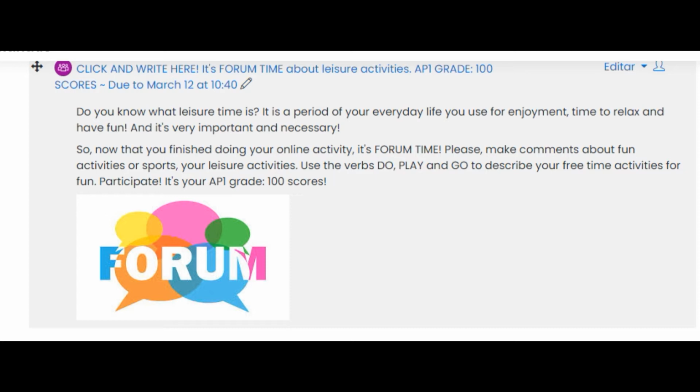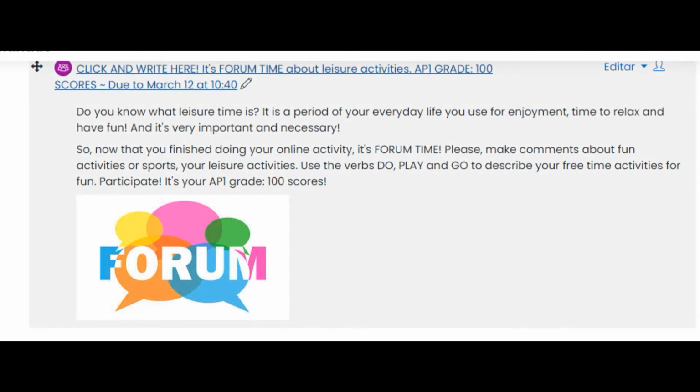Now, finishing doing all the activities, the exercise that was online, the forum time is to make comments about these fun activities or sports that you play, your leisure activities, right? Remember, the word leisure means lazer, right? So using the verbs do, play, and go, describe the free time activities that you do for fun. Let's participate. It's part of your AP and it's your grade, right?